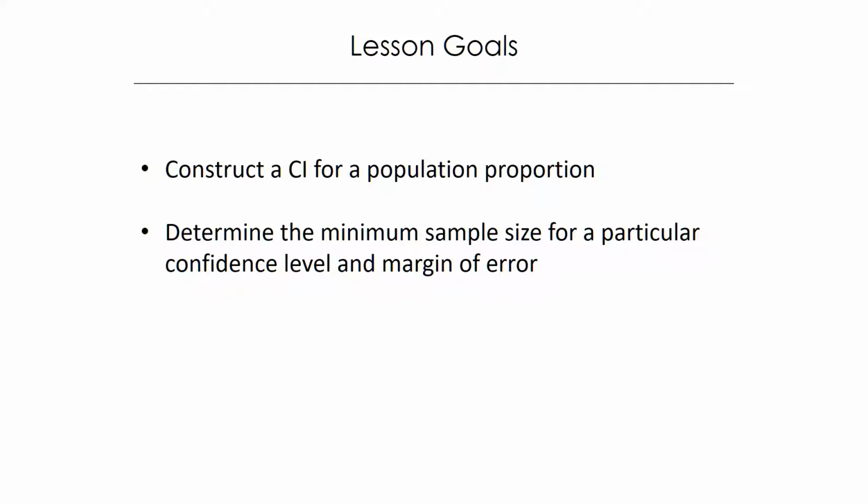The lesson goals for this video are, first of all, to construct a confidence interval, denoted by CI, for a population proportion, and then to determine the minimum sample size for a particular confidence level and margin of error.